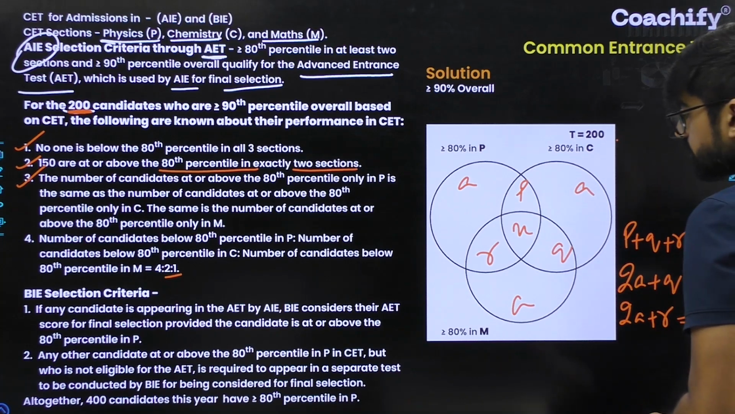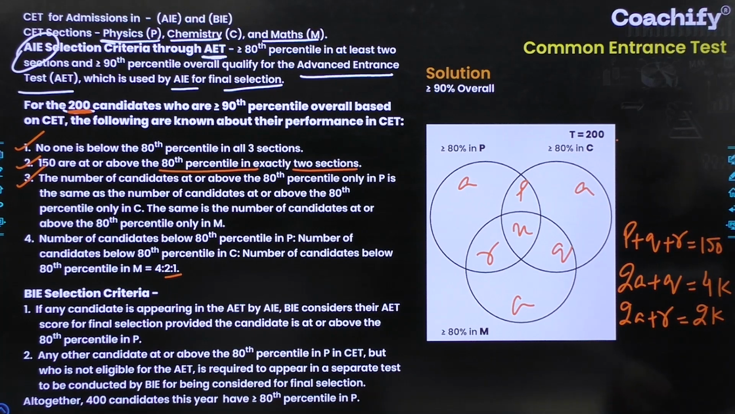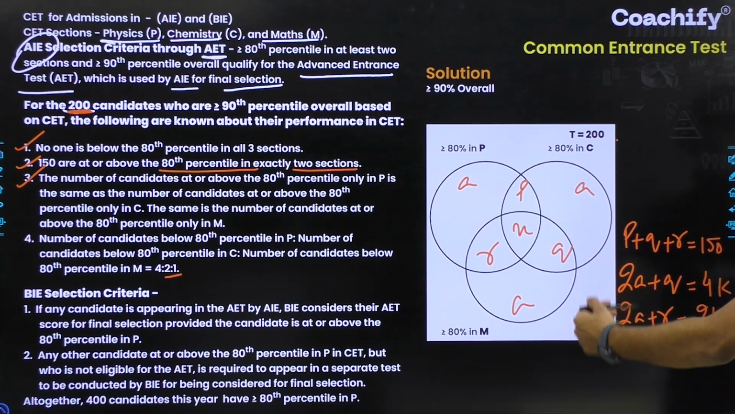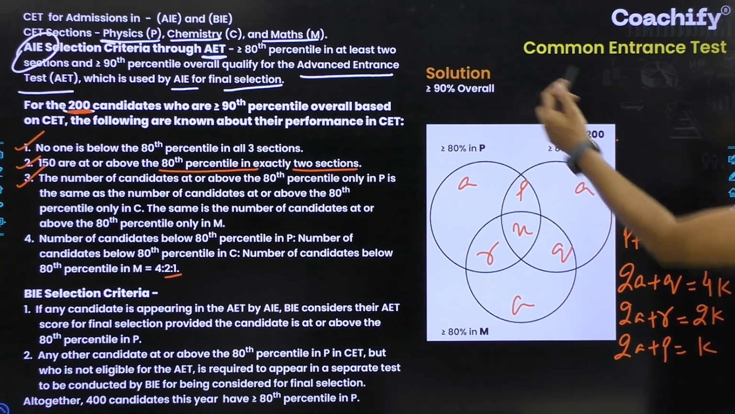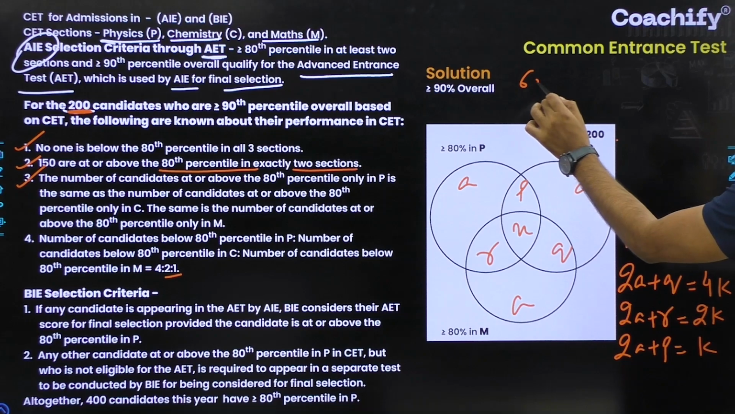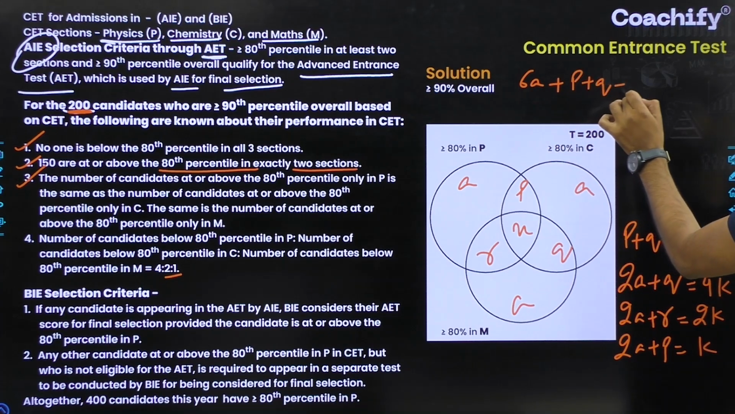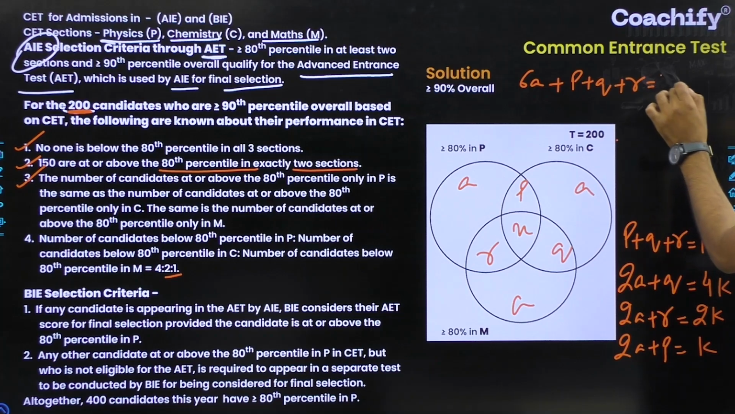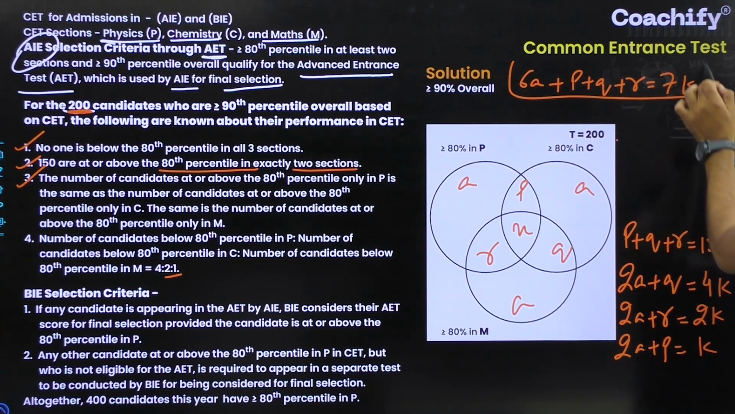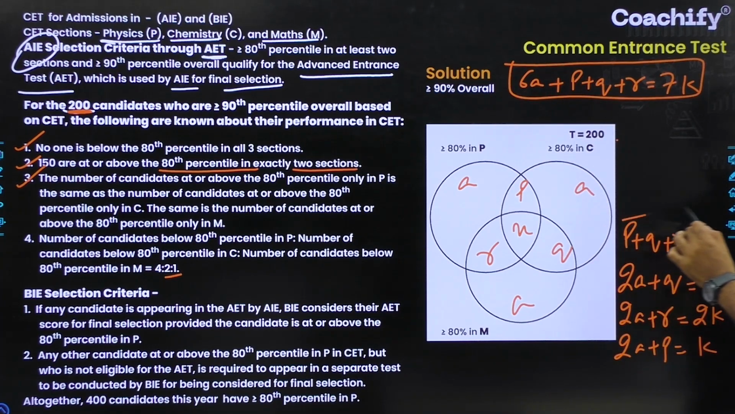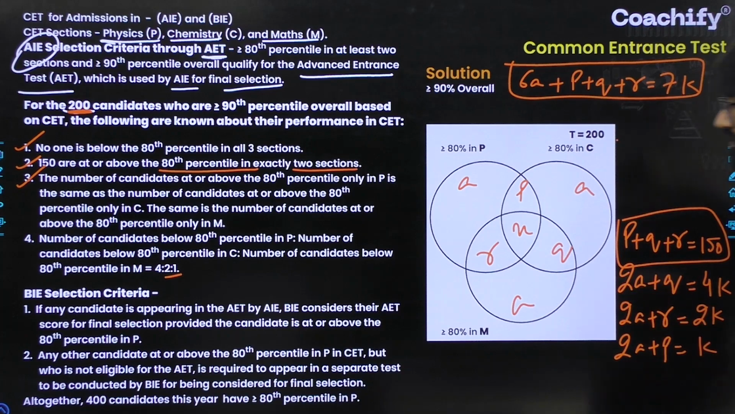And then finally, number of candidates scoring below 80 percentile in M. So this will be 2A plus P. 2A plus P. This will be K. So if we do the sum of this, let's add all these three equations. What we'll find out? Let's write it here. So this is coming out as 6A plus P plus Q plus R is equals to 7K. This is what we are getting. This is one equation. This was other equation. These two equations we have got so far, right?